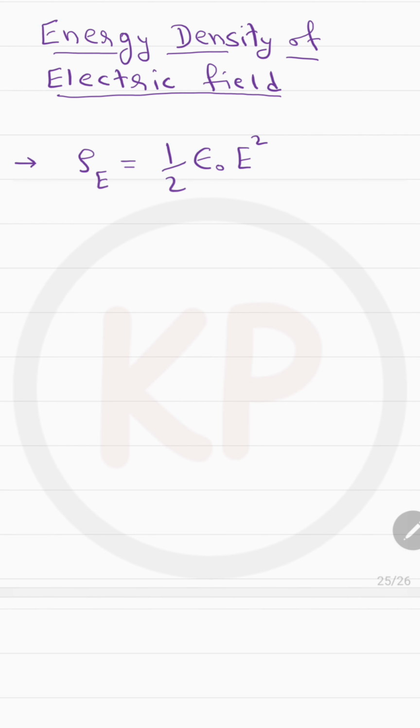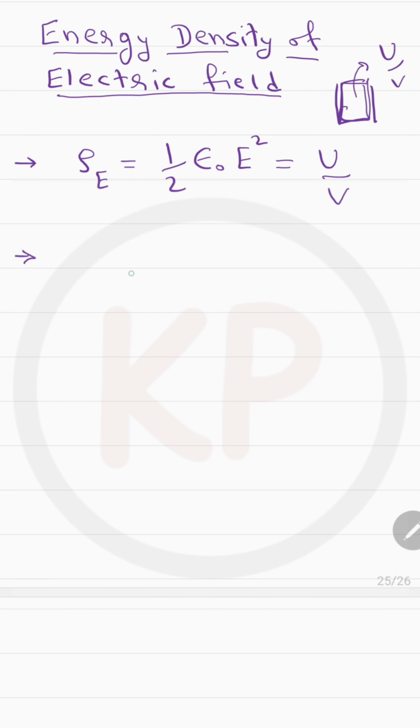Actually, this is the energy stored inside a capacitor, the energy stored between two plates of capacitor. If we divide the energy stored by the volume of the capacitor, suppose the total energy stored is U, we will get electric energy density. So rho E is equal to 1 by 2 epsilon 0 E square, that is U by V, energy stored per unit volume. Its unit I said, it's same as that of pressure.